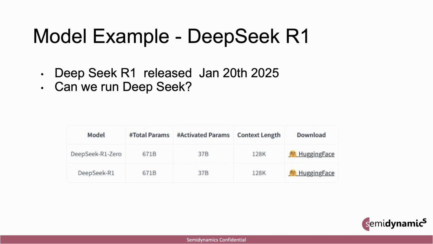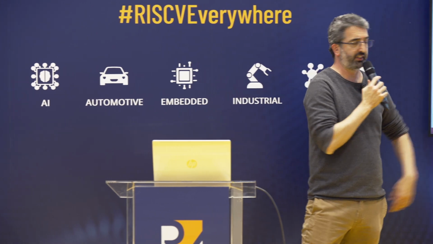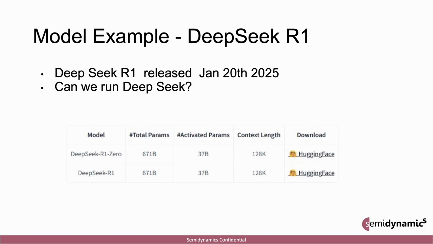DeepSeek R1 appeared in January 2025, a couple of months ago. And of course, most of the clients and people we talk with are starting to discuss, can we run DeepSeek? Well, you just go to Hugging Face and check the model. The model is 671 billion parameters. For a floating point 16 model, that's a lot. That's more than a terabyte of memory.